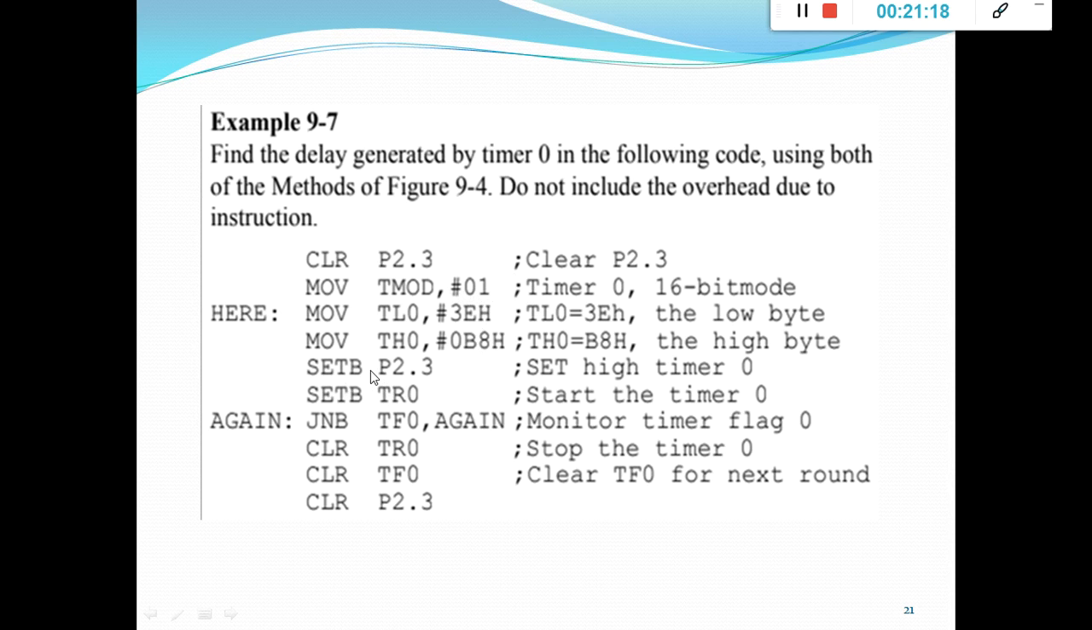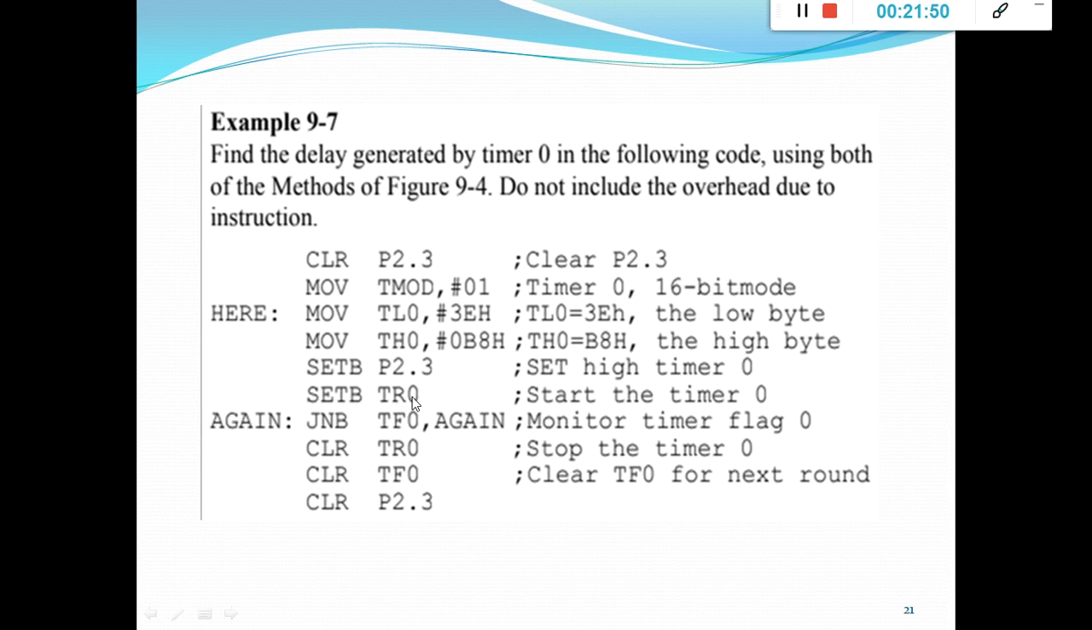After that they are going to set that bit of port 2, the third bit of port 2. Here they cleared it, so to make it high they use the instruction SETB. When they use this instruction, that bit becomes 1 again. Then they start timer 0. Here you can see there is no ACALL, which means this is a program without a subroutine. You can write it like this or with a subroutine also. So they directly started timer 0.